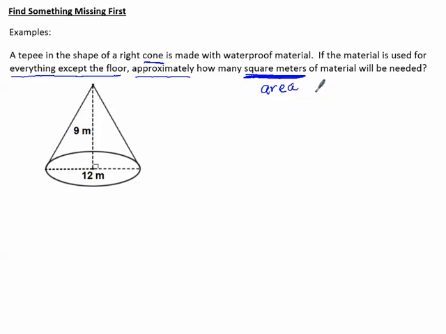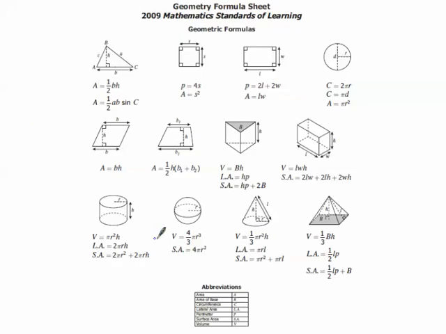What kind of area exactly? Because if we go to our formula sheet to match the cone, here's the cone, we have two different kinds of area, LA and SA, the lateral area and the surface area. Which one? Remember, lateral area means the sides, surface area means everything, the base and the sides, and if there's a top to the figure like a prism, then also the top.